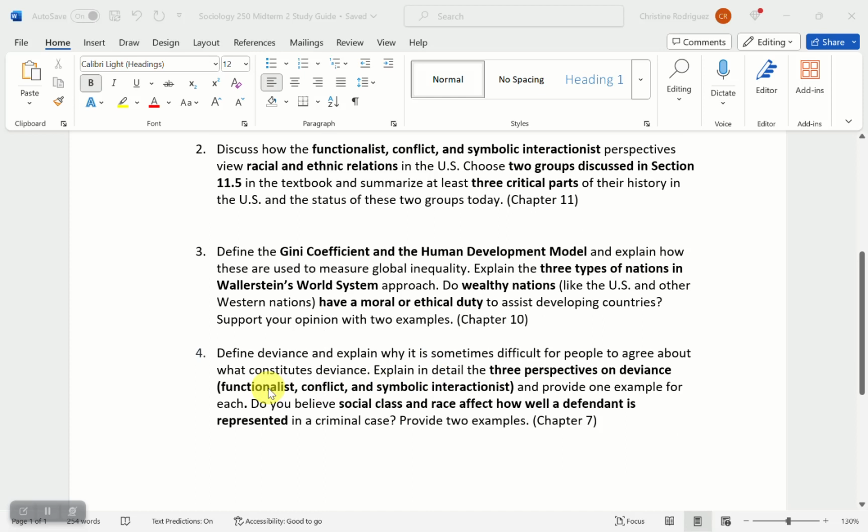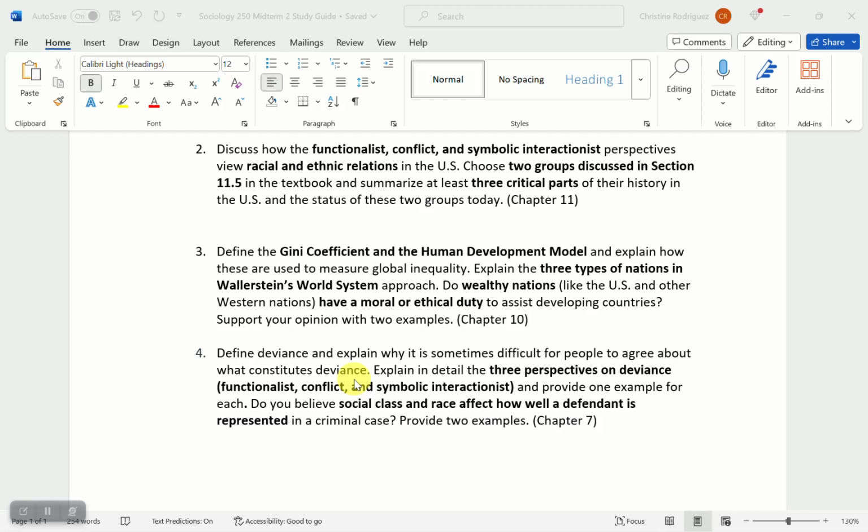Question number 4, define deviance and explain why it is sometimes difficult for people to agree about what constitutes deviance. Remember that deviance, unlike crime, isn't always easy to define. Crime is easy. If it's in the criminal code, if it's in the penal code, bam. If it's in there, we know that if you do that thing that's prohibited, then you've committed a crime.